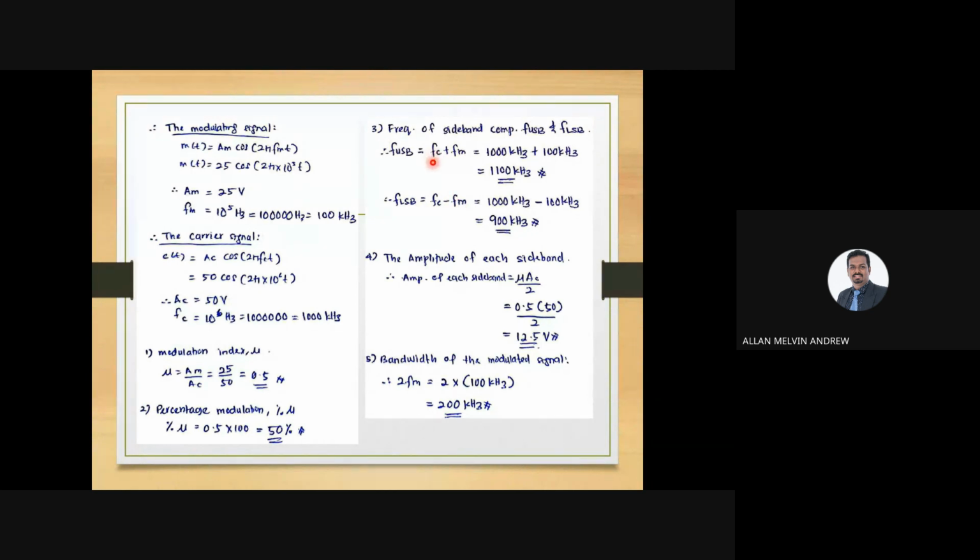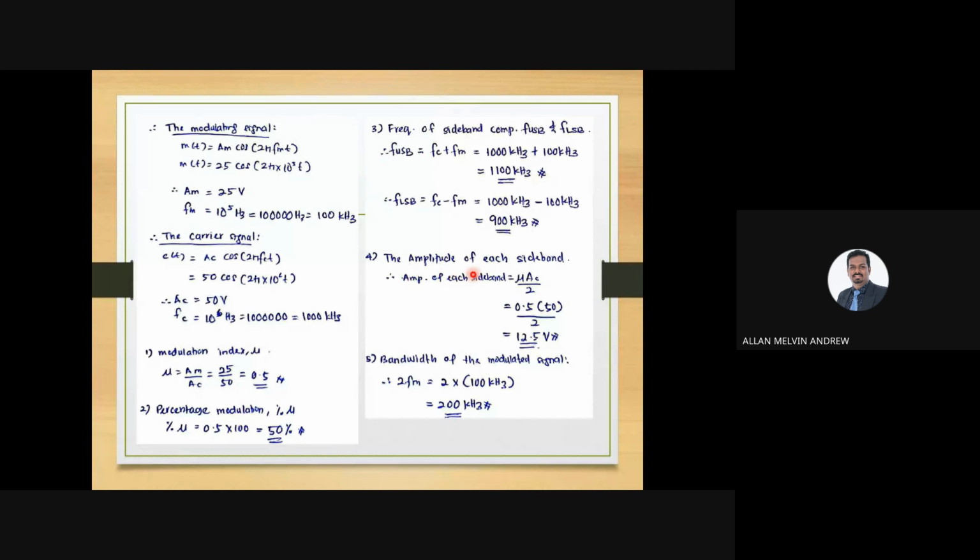The values of FC and FM we already got here. FC is 1000 kilohertz, so 1000 kilohertz plus FM, which is 100 kilohertz, gives 1100 kilohertz. That is the frequency of the upper sideband. For the lower sideband, the formula is FC minus FM, so 1000 kilohertz minus 100 kilohertz gives 900 kilohertz.